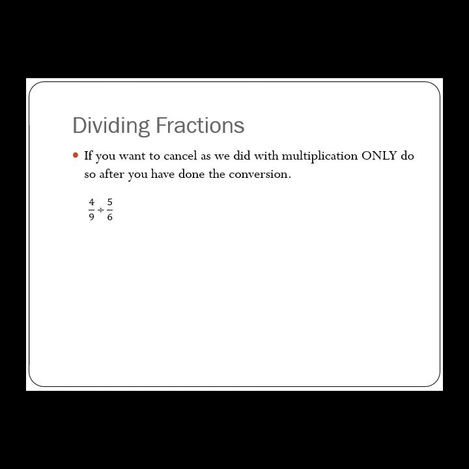So remember, you can't cancel until it becomes a multiplication problem. So I can do 4/9 times 6/5, so multiply by the reciprocal. Now I can divide by 3 and divide by 3, and I get 8/15. 4 times 2 is 8, and 3 times 5 is 15. And again, at this point, I reduce by dividing by 3.